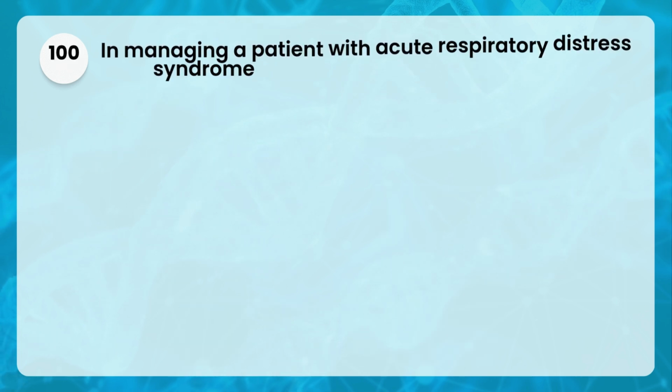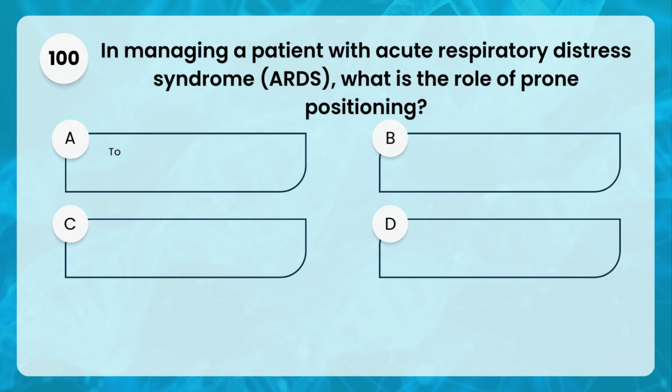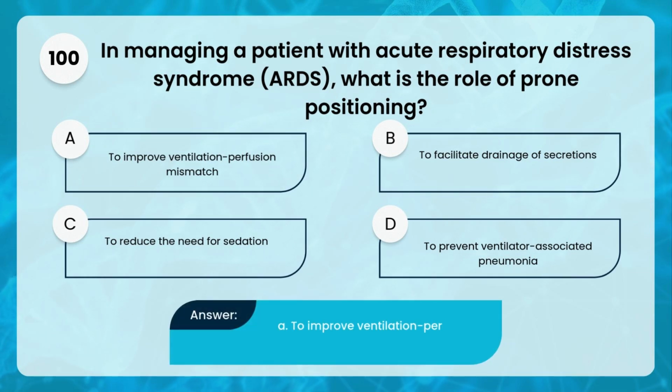Number 100. In managing a patient with acute respiratory distress syndrome, ARDS, what is the role of prone positioning? A. To improve ventilation-perfusion mismatch. B. To facilitate drainage of secretions. C. To reduce the need for sedation, to prevent ventilator-associated pneumonia. The answer is A. To improve ventilation-perfusion mismatch.